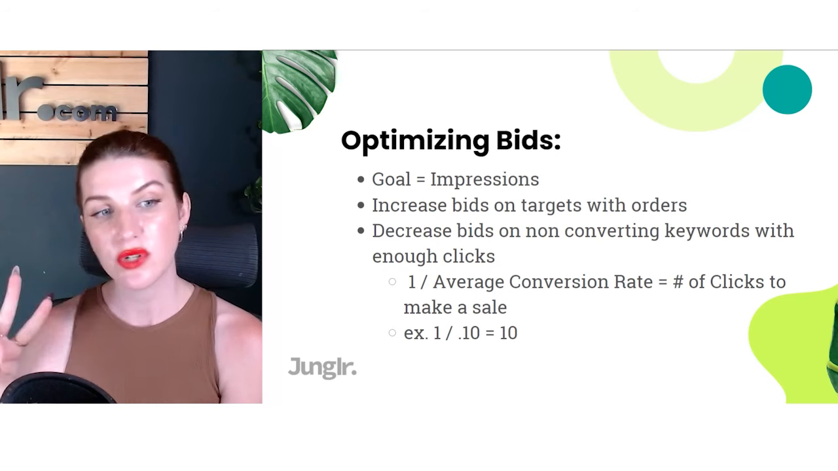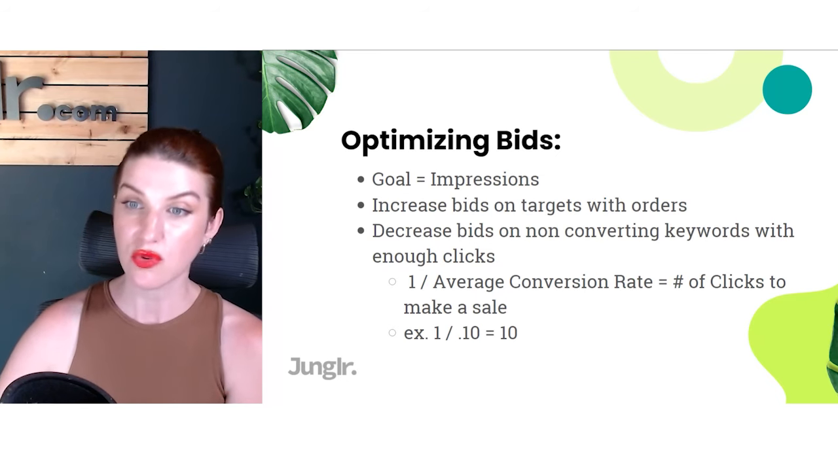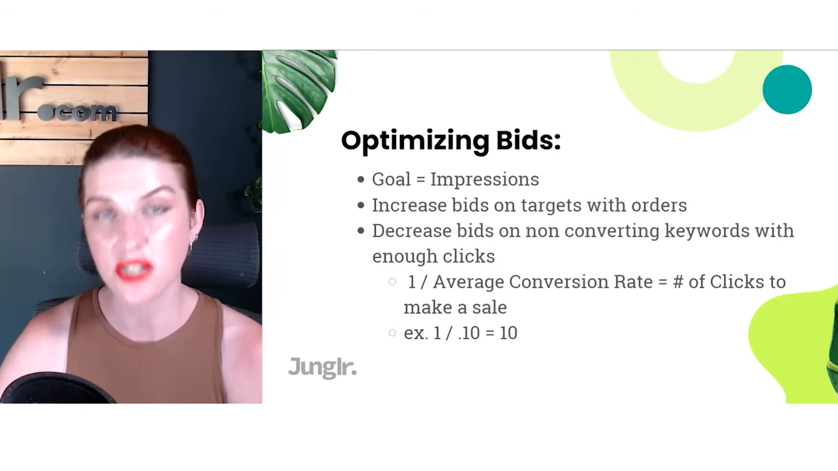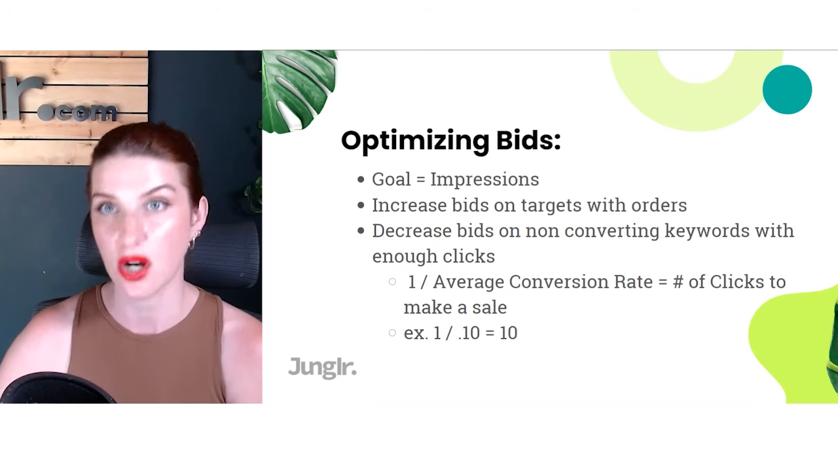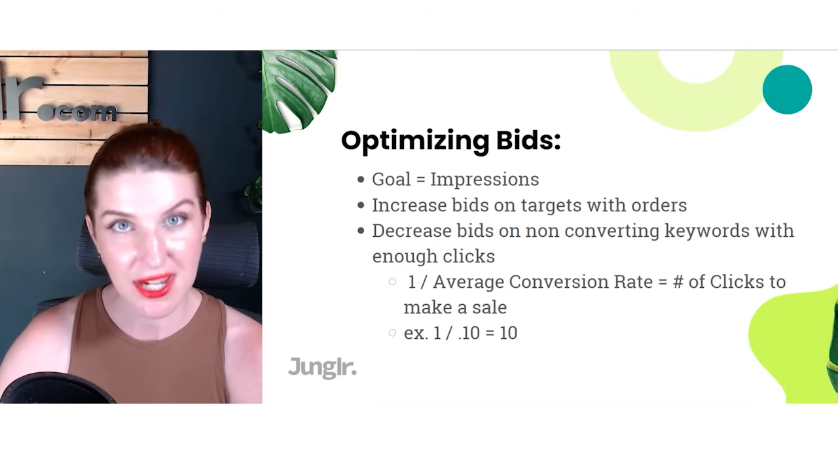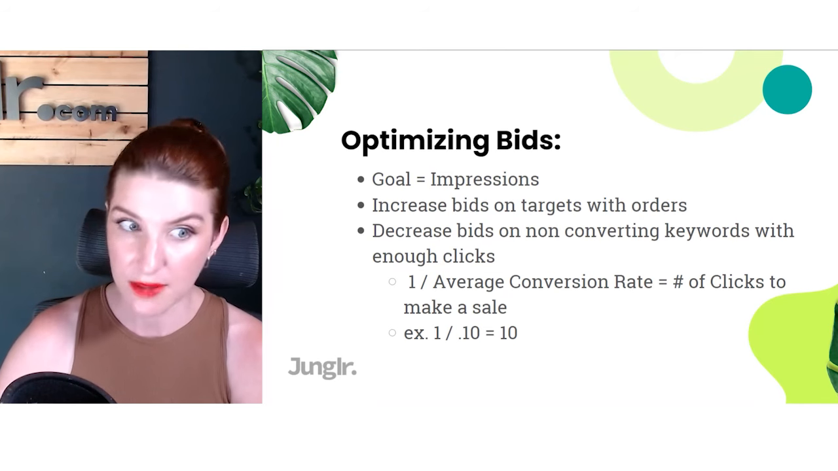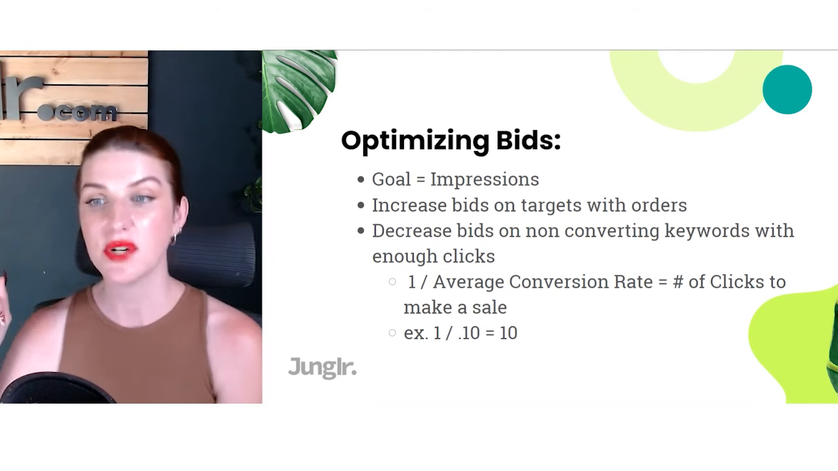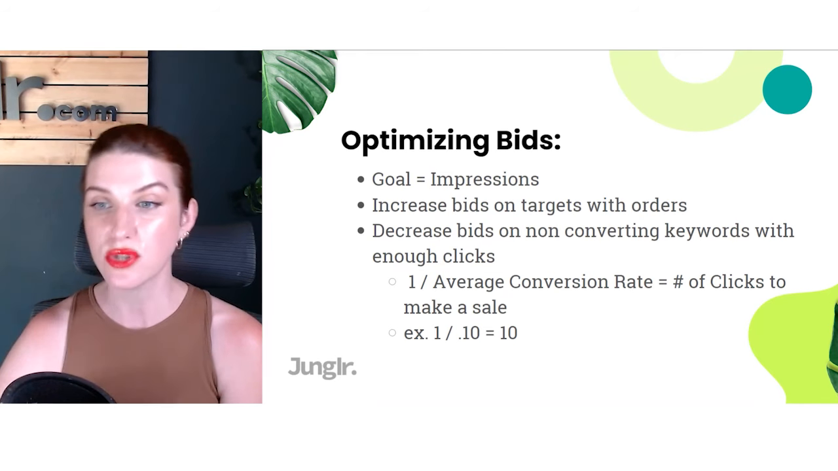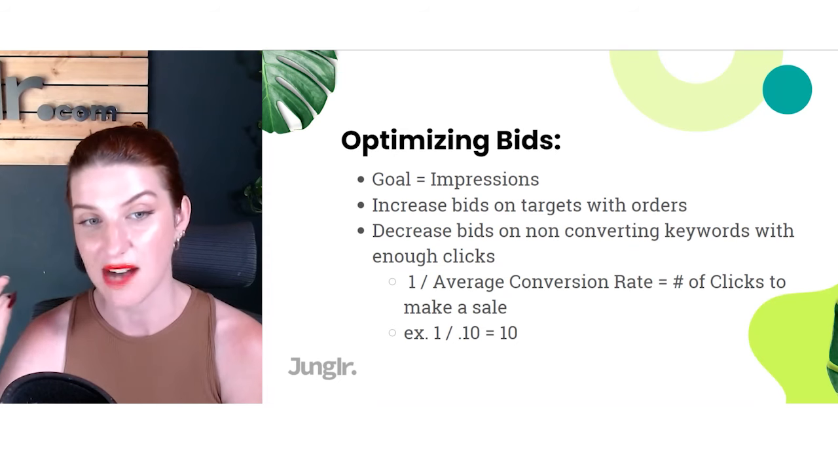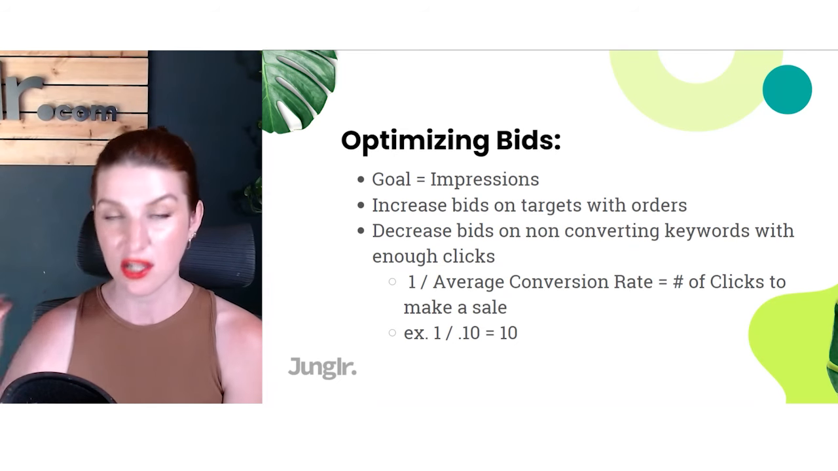All right. The other thing we're going to do is increase bids on targets with orders. What are we looking for on launch? We are looking to increase our ranking. How do we increase our ranking? By increasing the orders we are getting through a particular keyword. How do we do that? By bidding on that keyword and having those clicks translate into orders. So if we see any keywords that have orders associated with them, I'm going to increase the bids.